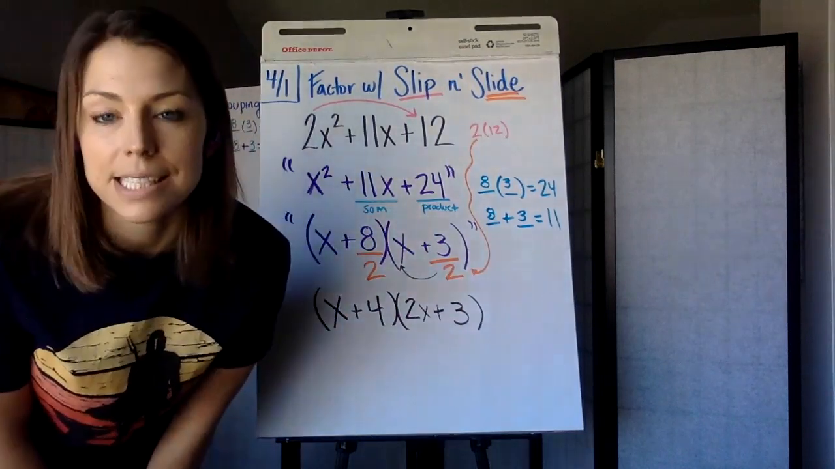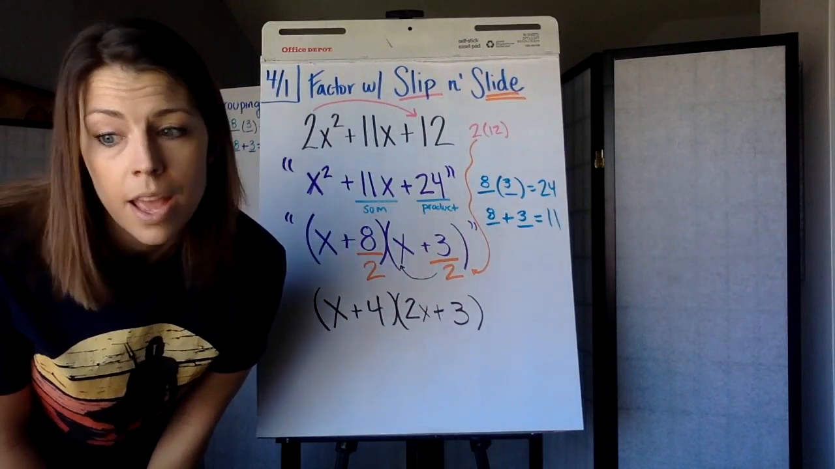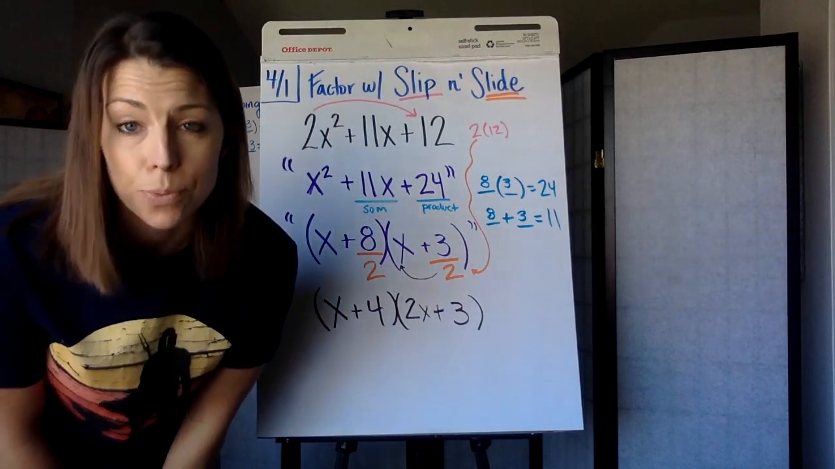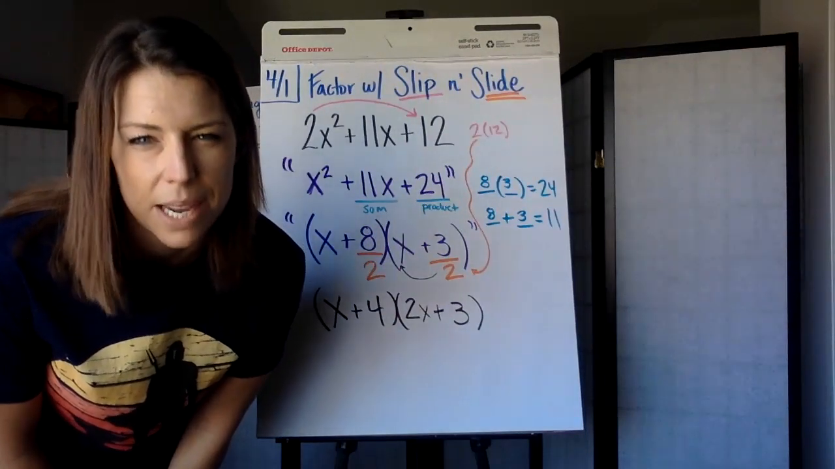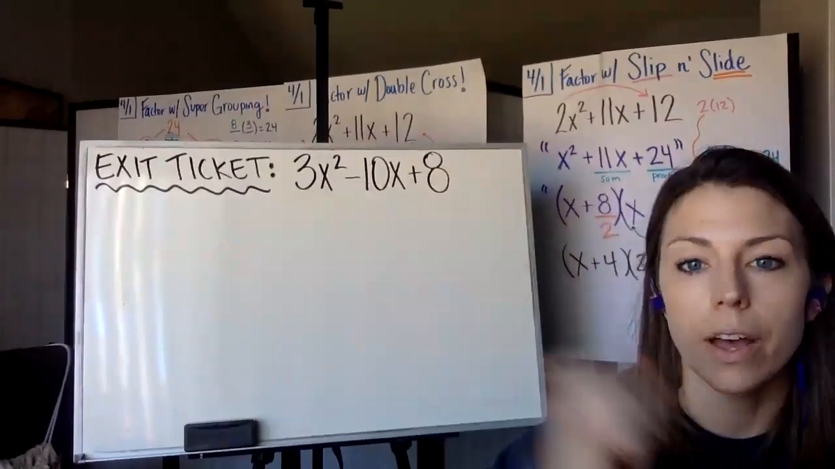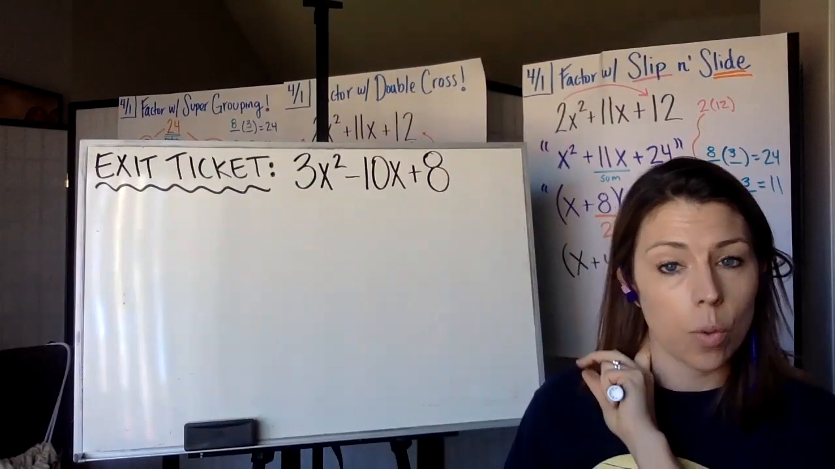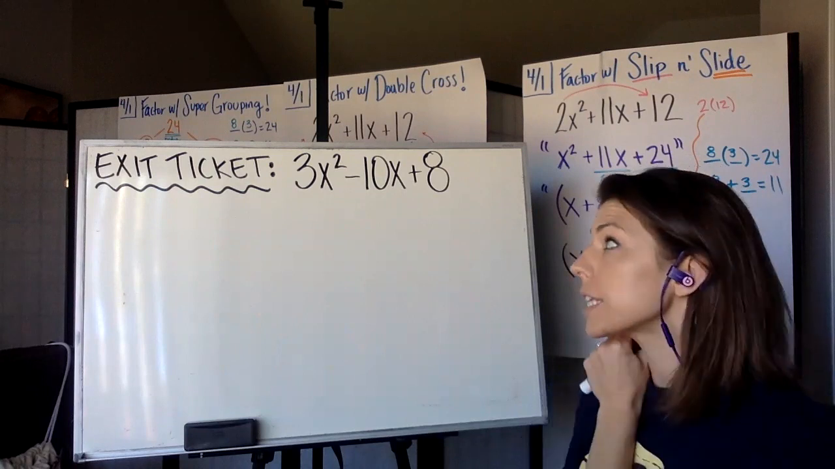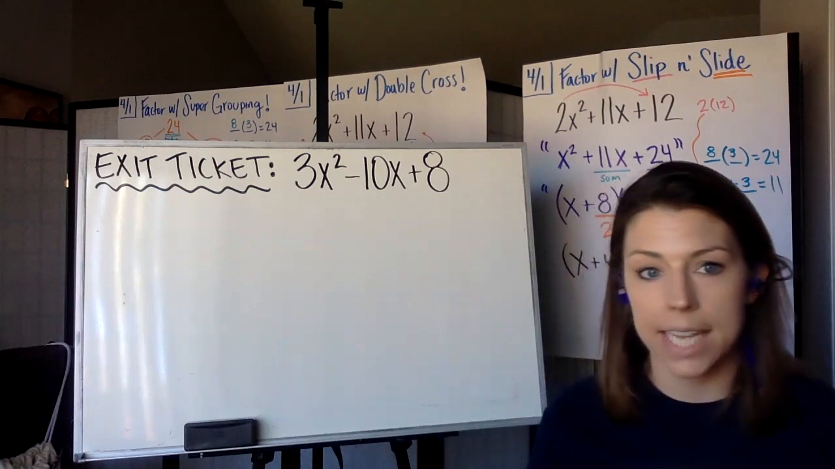All right, we're gonna do an exit ticket where we're gonna look at another example, and we're gonna do all three methods with that example, just so that you get a little bit of extra practice. Okay, for our exit ticket, we are going to factor 3x squared minus 10x plus 8.